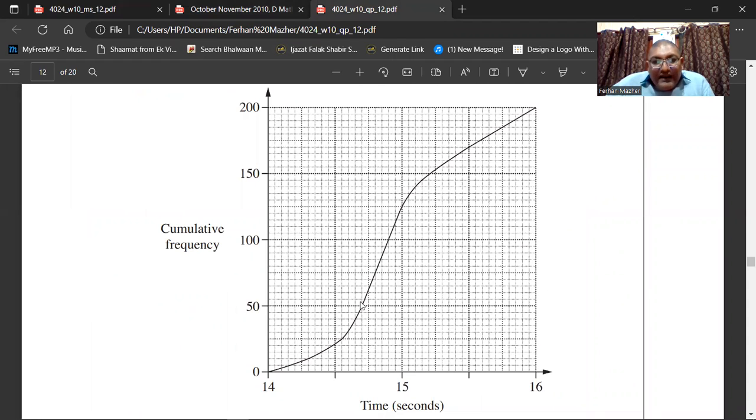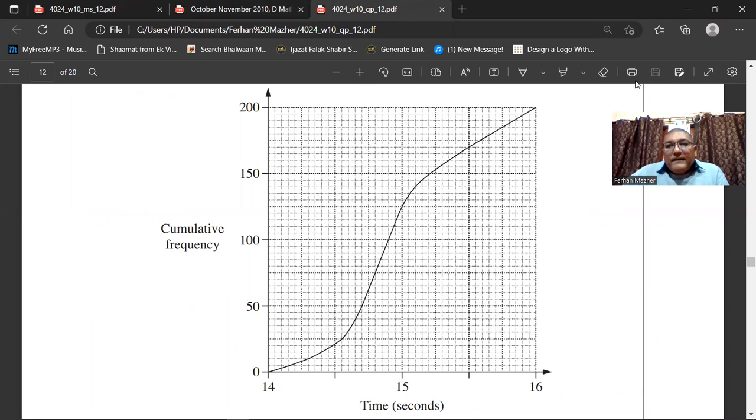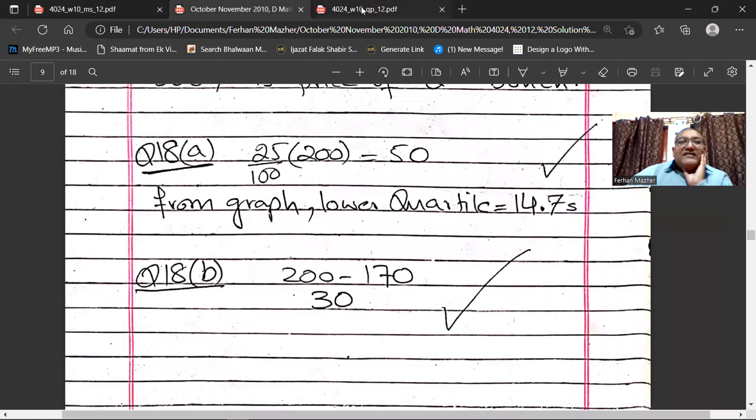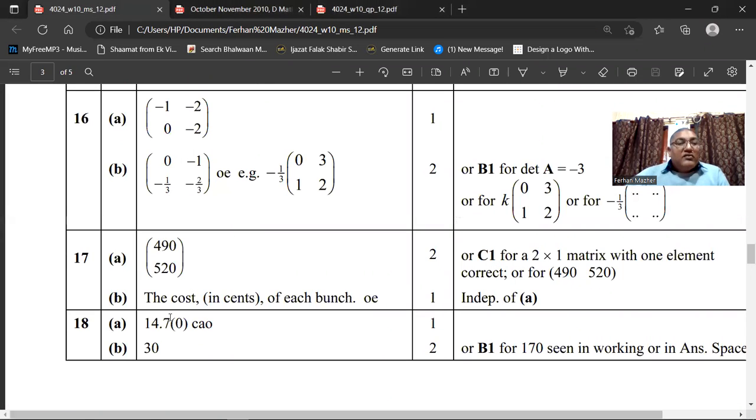So from 50, when I go here and check the value, this is 14, this is 14.5, this is 14.6, this is 14.7. So the answer is 14.7. This is 14, this is 14.5, this is 15, so this will be 14.6, and this will be 14.7. So 14.7 is the right answer.